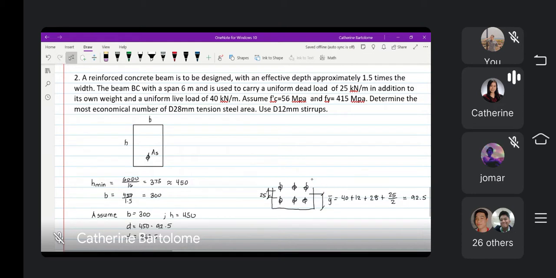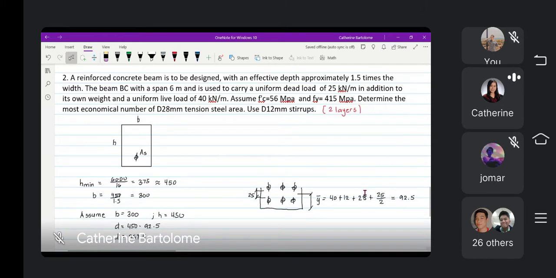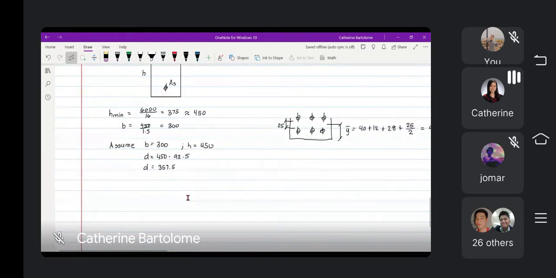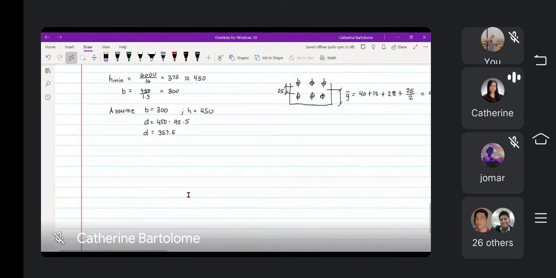I think meron ako nilagay na 2 layers dito. So, we assume muna that your y bar is equal to 40 plus 12 plus 28 plus 25 over 2, because the clear spacing between the two layers is 25 millimeters. So, since equal naman yung number of bars, divided by 2. So, y bar is 92.5. Okay? So, now we have an assumption for b and h. We can now solve for the factored loads.